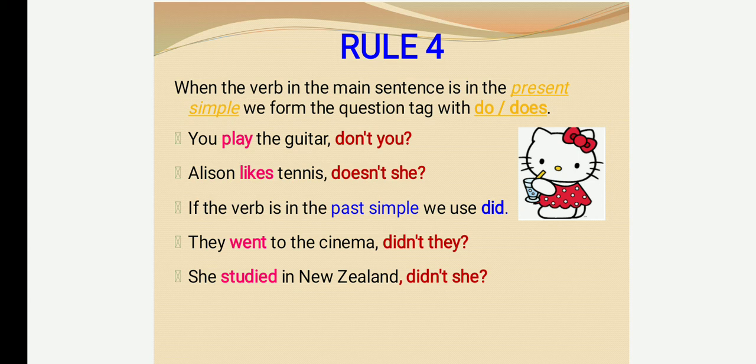If we have the past verb in a sentence, we have to use only the helping verb did. Look at the example. They went to the cinema. She studied in New Zealand. Went and studied are both the V2 form of the verb. So we have to use only did, and the given sentence is in affirmative form, so we have to add the negative word didn't, and then write the pronoun and end with a question mark.